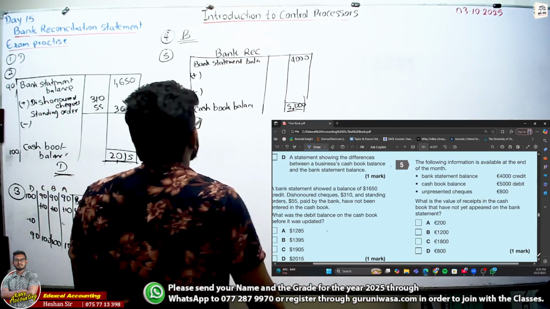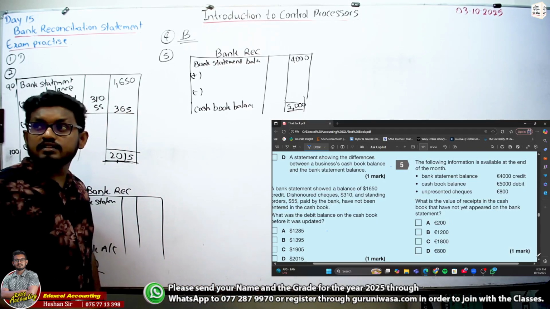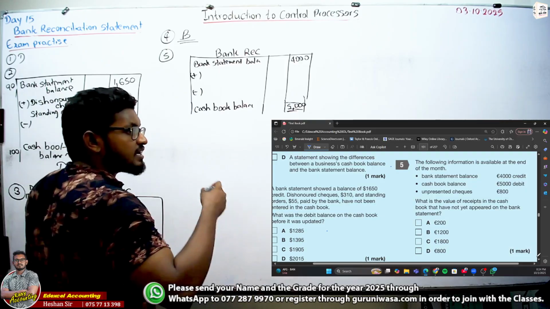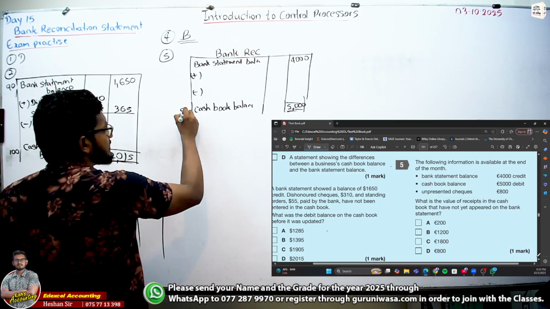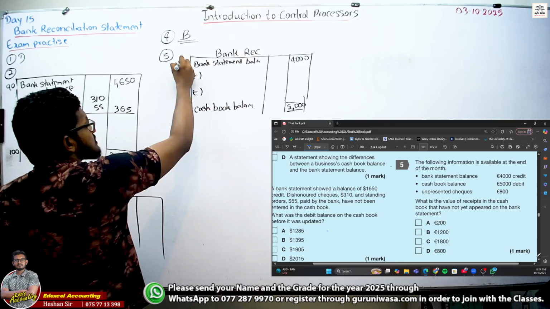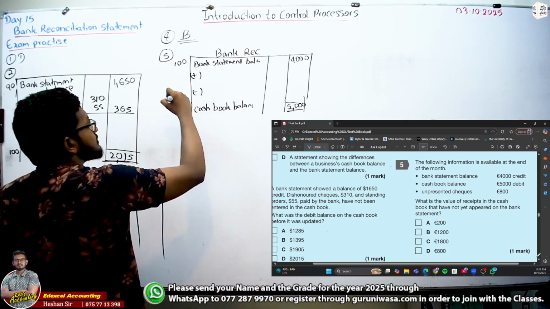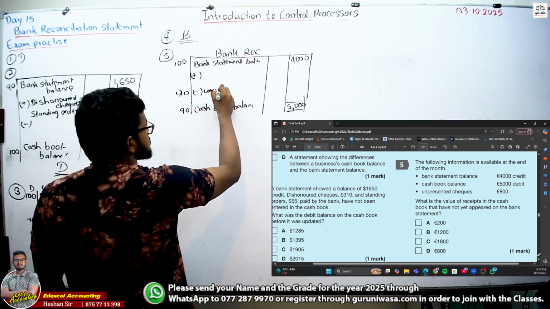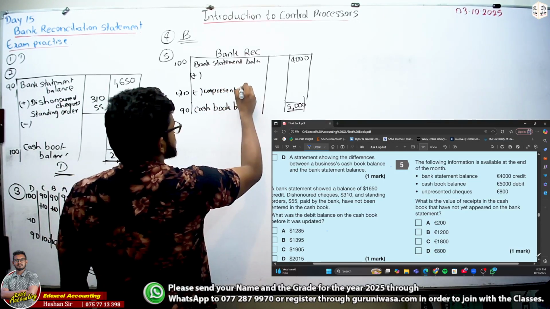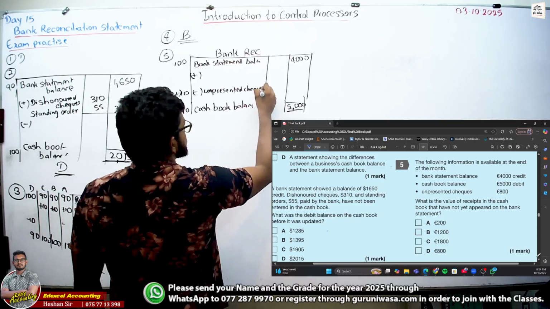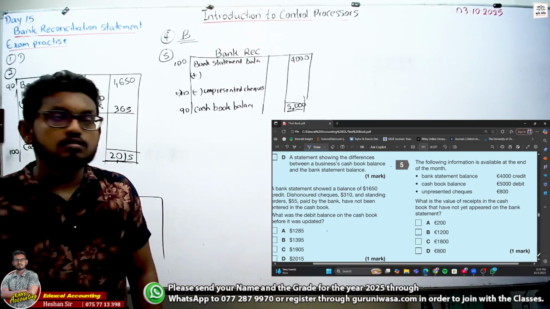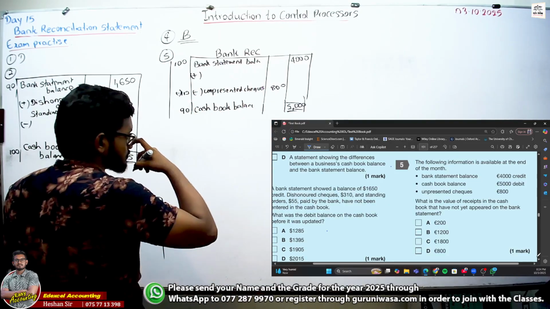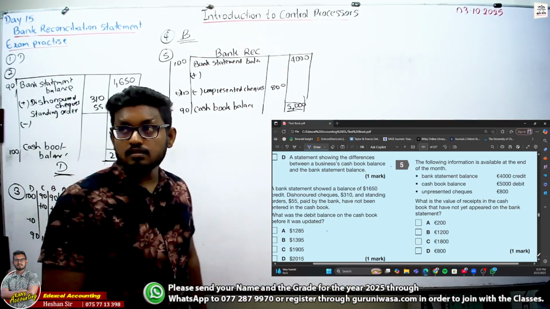Here, if you take the unpresented checks, unpresented will be issued. Issued means here 90 because we deduct. Not presented means 100, plus 900 minus 10. Unpresented is 800. Right. Next one.